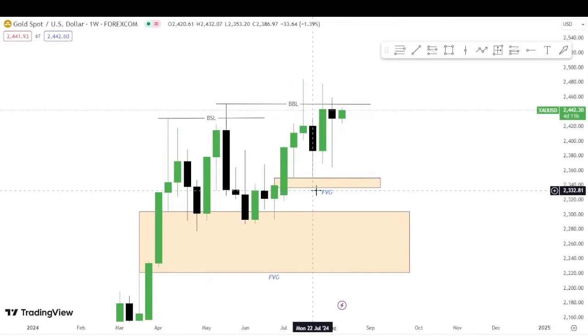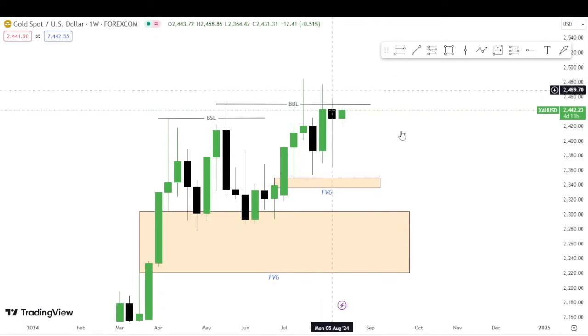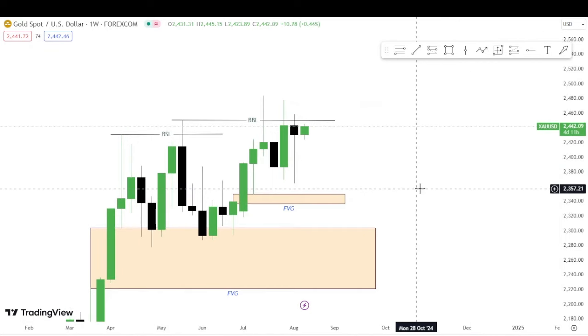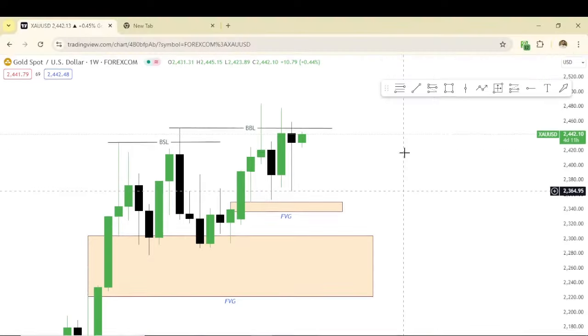See, the market moved down into this internal range liquidity before going up, but it has not yet taken this external range liquidity. But it also depends on the news events, on the economic conditions of the world, what is happening in the world. So now you have understood external range and internal range liquidity.